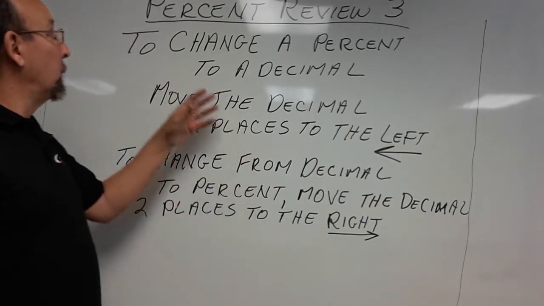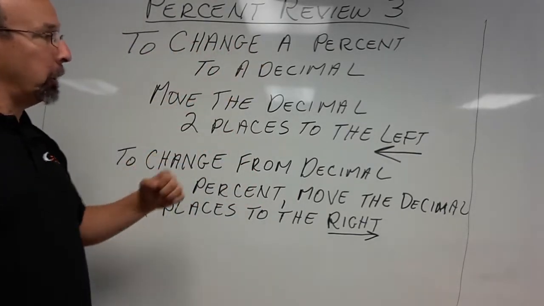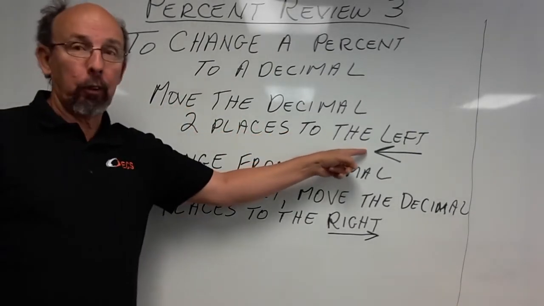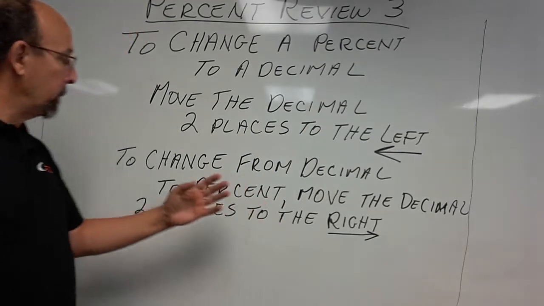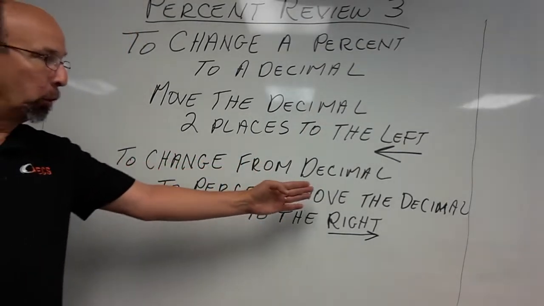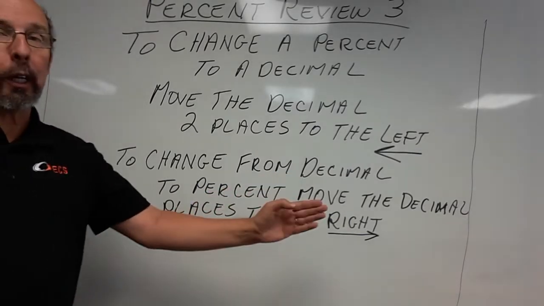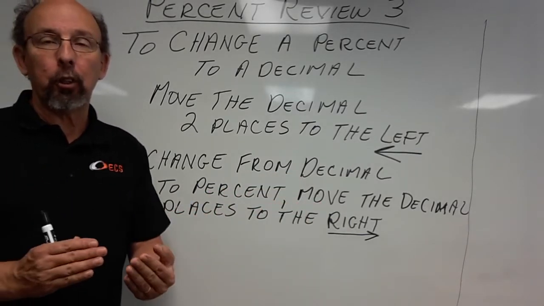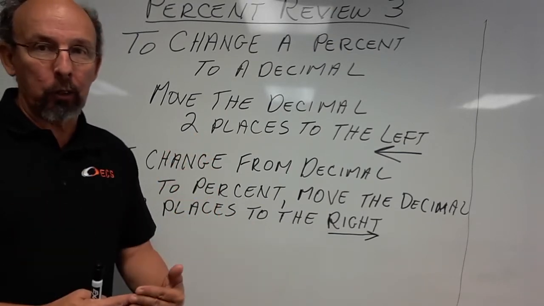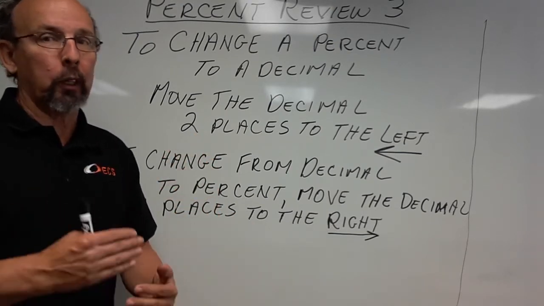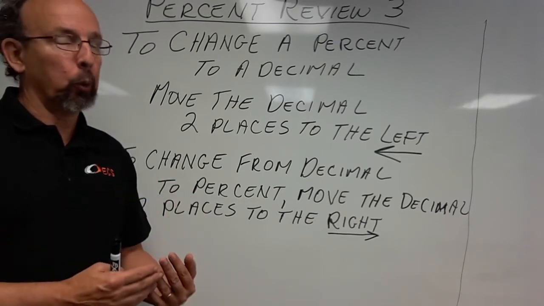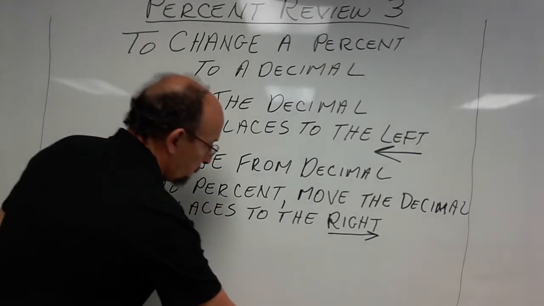about so far. To change a percent to a decimal, move the decimal 2 places to the left and then get rid of the percent sign. If you're changing from a decimal to a percent, you move the decimal 2 places to the right. Remember, percent means hundreds, so we're talking 2 decimal places always. Always 2. Again, never 3, never 1, always 2. Now, let's apply that.